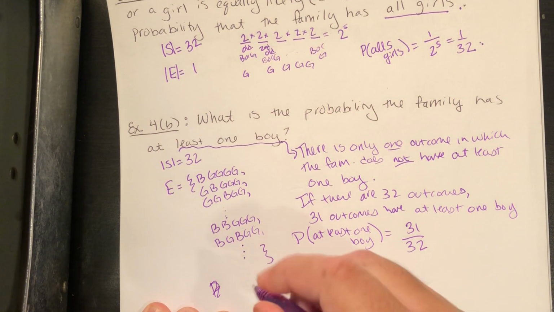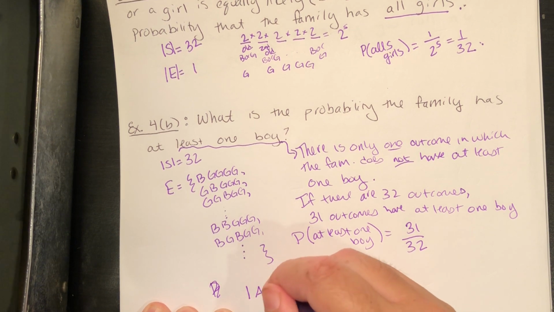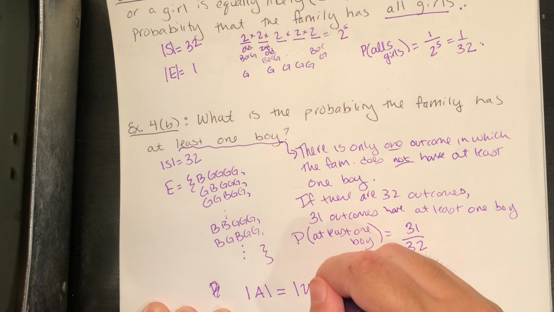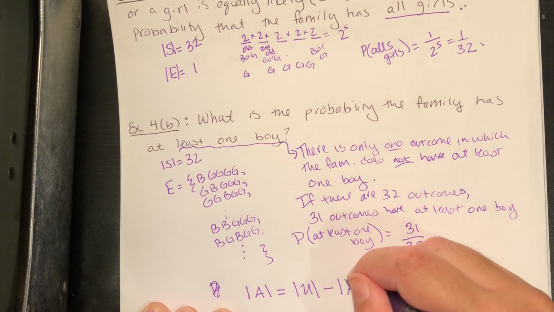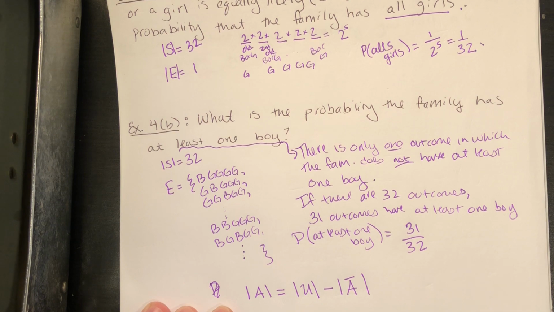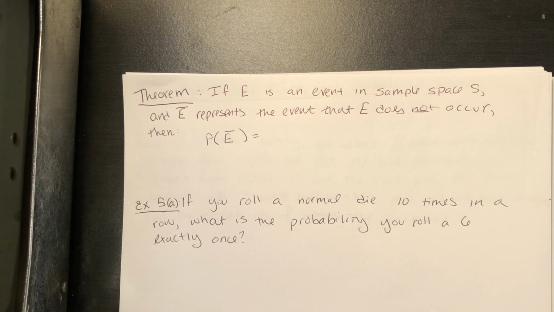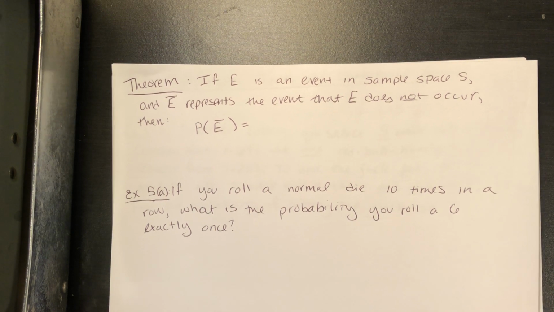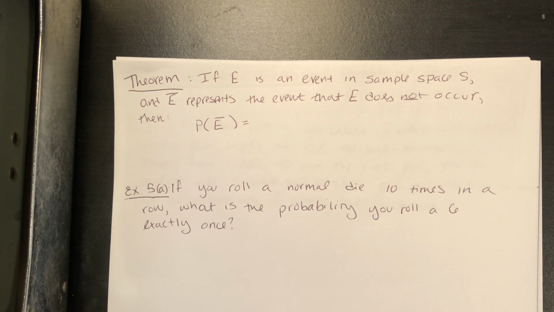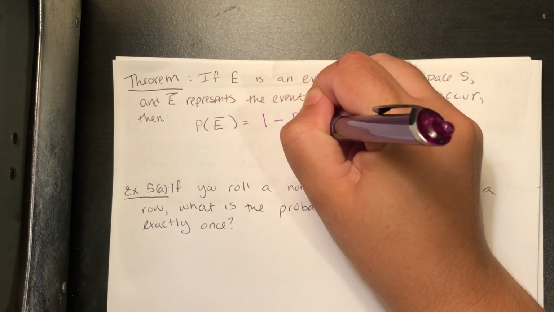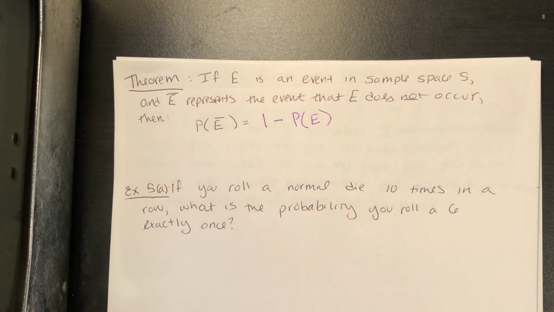And we saw in the counting chapters, or actually maybe even in the set cardinality chapters, that the cardinality of some set A is equal to the cardinality of the entire universe minus the cardinality of A complement. We're using this idea right here to give us a theorem about the probability of the complement of an event. Okay, so if E is some event in a sample space S, and E bar represents the event that E does not occur, then the probability that E does not occur should be equal to 1 minus the probability that E does occur. Why is that?